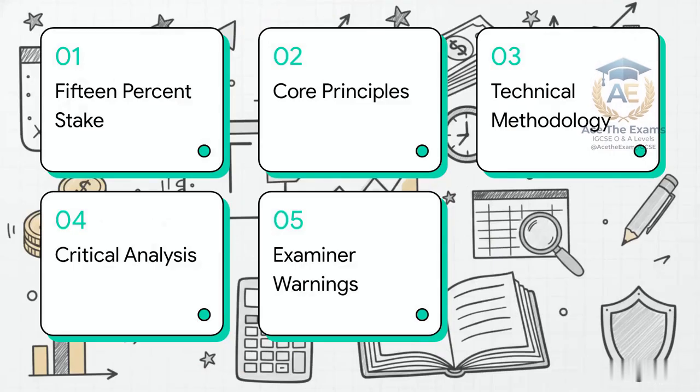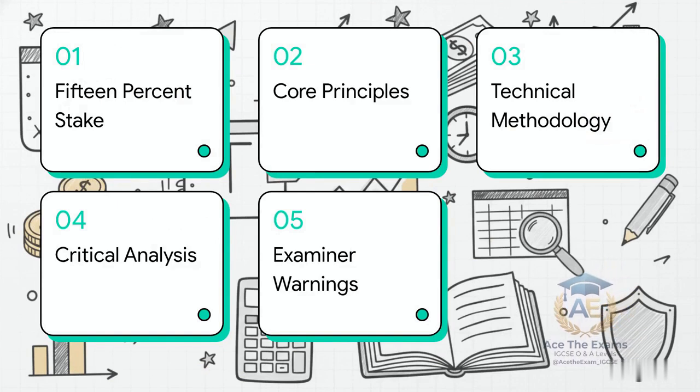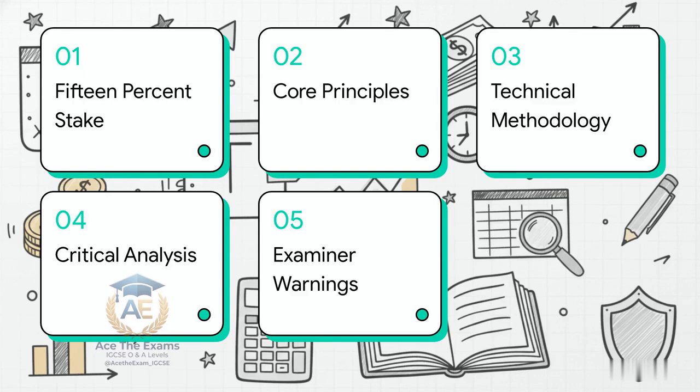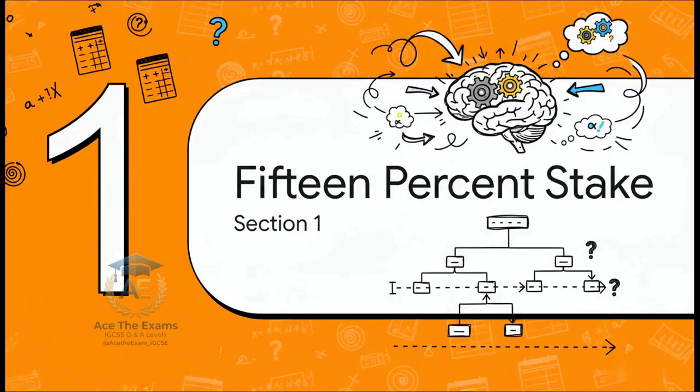To tackle this massive topic, we're going to use a 5-part roadmap today. First, we'll unpack the 15% stake. Second, we'll cover core accounting principles. Third, the technical methodology. Fourth, we'll build a critical analysis framework. And fifth, we'll reveal the top examiner warnings. Let's kick things off with Section 1, the 15% stake.